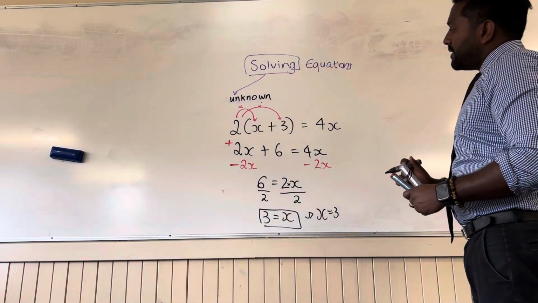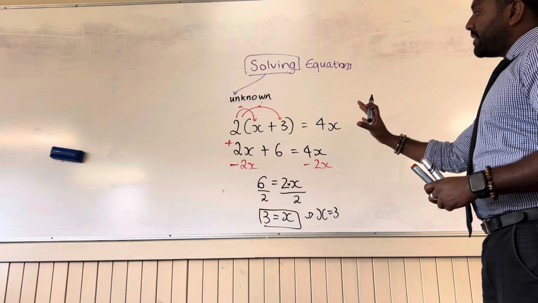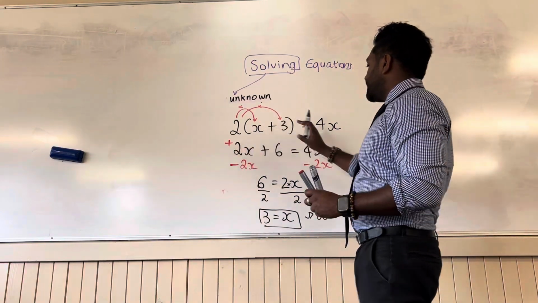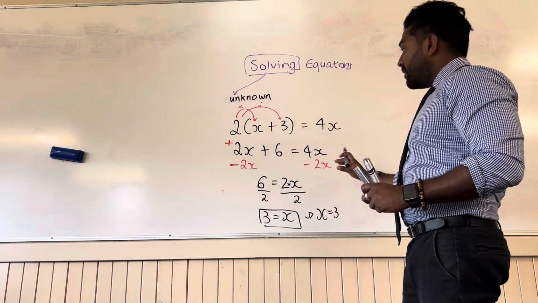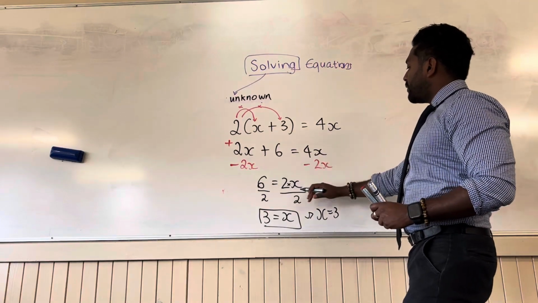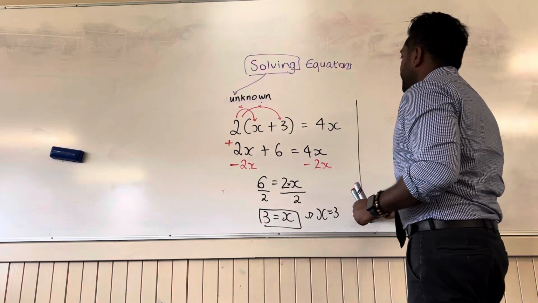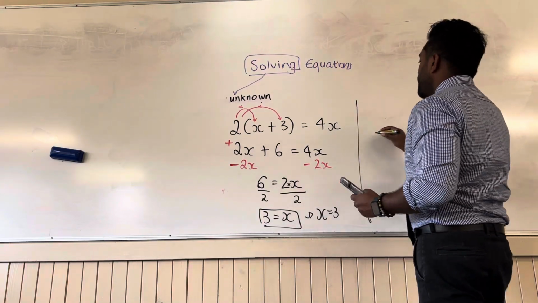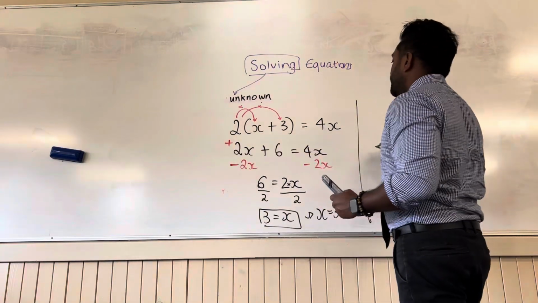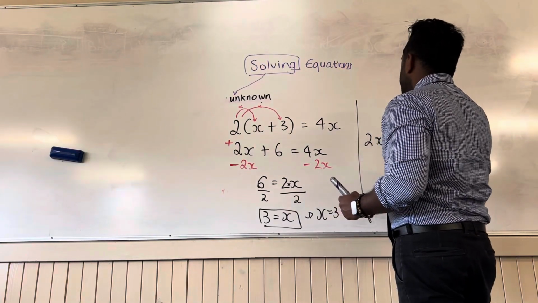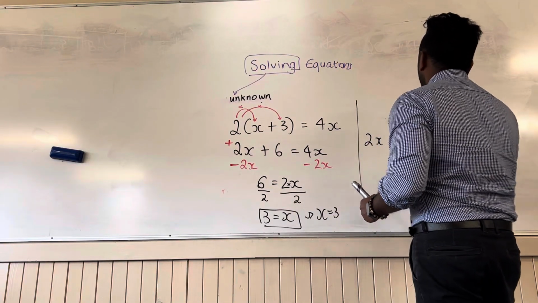Now, that's how we did it, right? I'm going to show you this method where we move the 2x to this side, and then we subtracted it, and now we've got 4x take away 2x, and then we solved it. I'm going to show you the other way. What happens when you bring the 4x to this side? 2x plus 6 is equal to 4x.